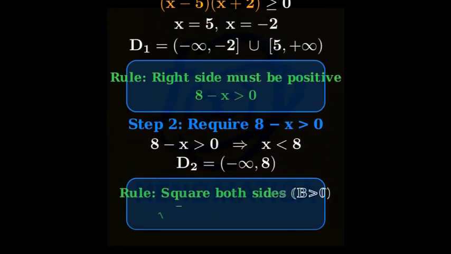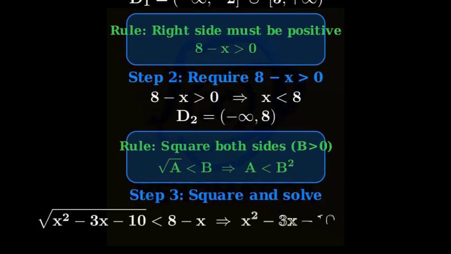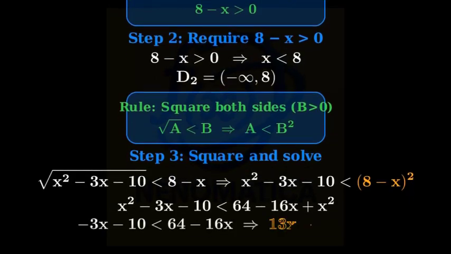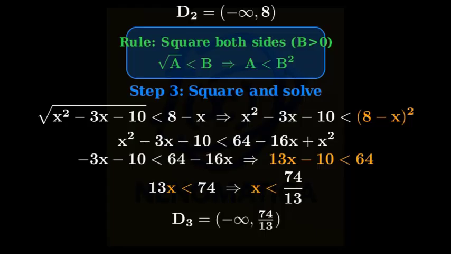Step 3. Now we can safely square both sides. The rule is, if 8 minus x is positive, then square root of a less than b implies a less than b squared. We get x squared minus 3x minus 10 is less than the square of 8 minus x. Expand and simplify to 13x minus 74 is less than 0, so x is less than 74 over 13. That defines our third domain set.